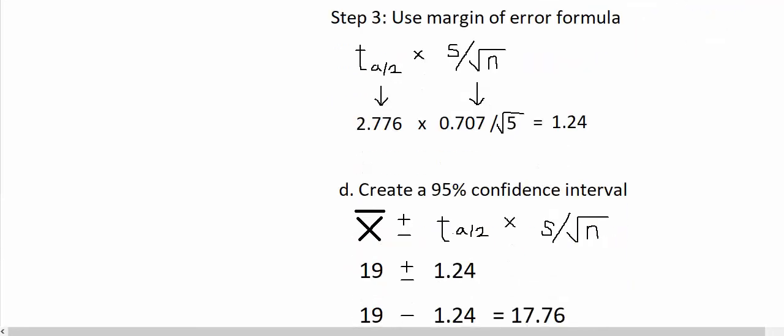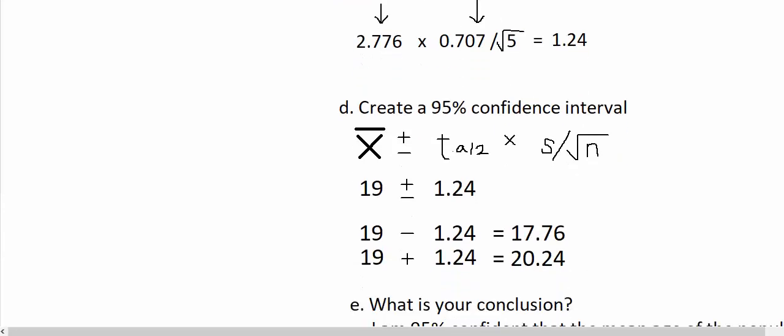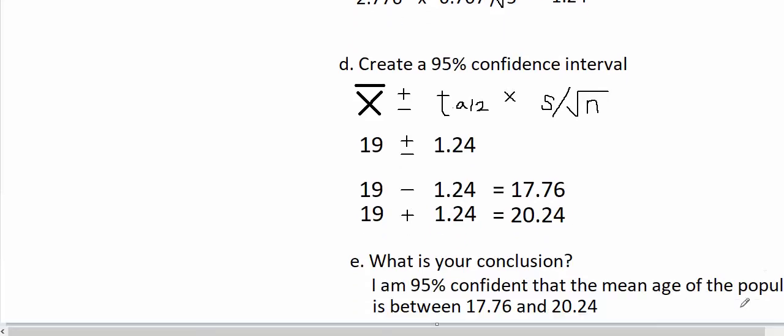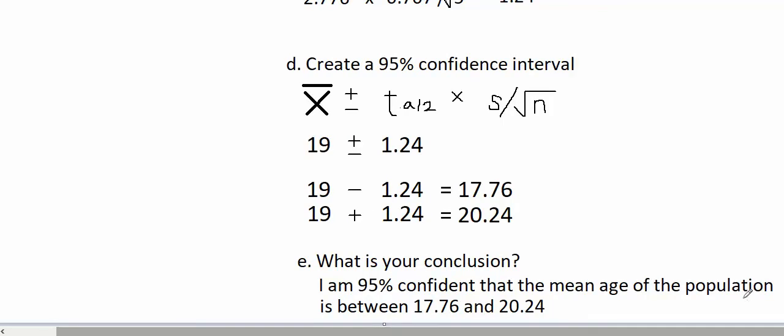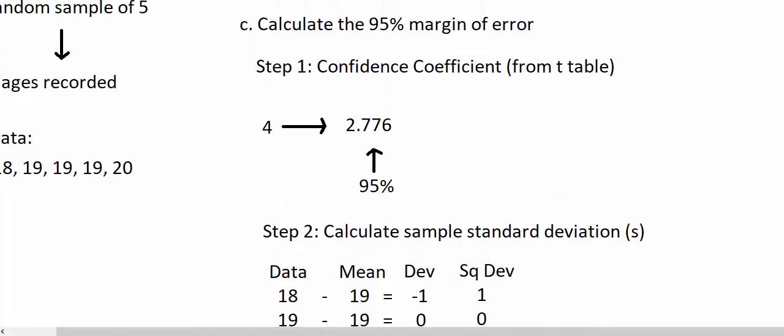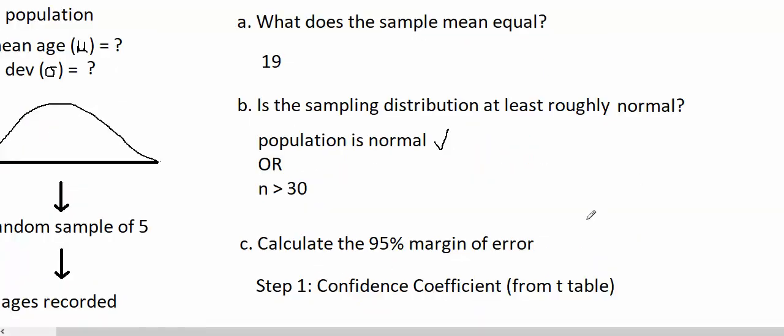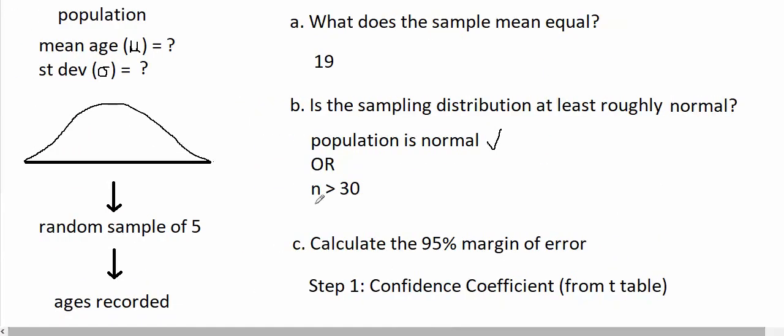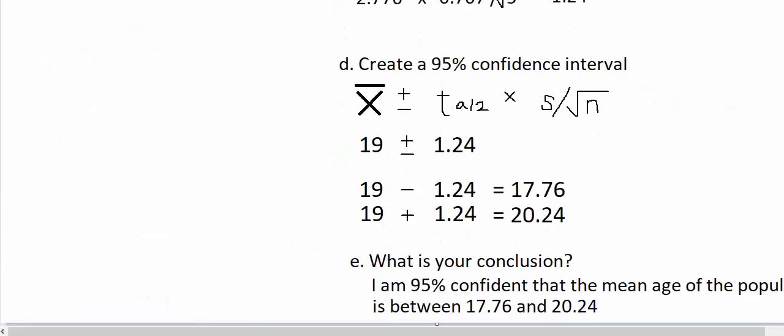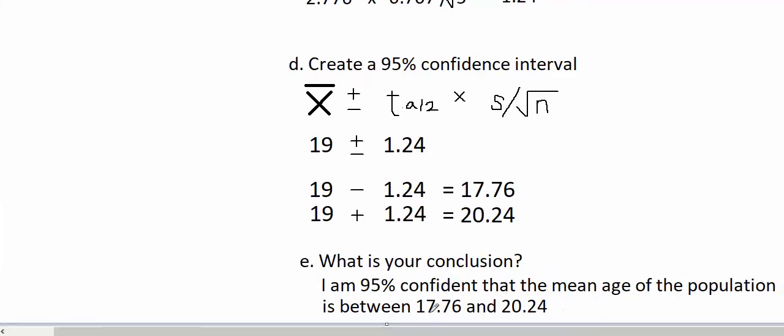Now we're ready to calculate a 95% confidence interval. We take our sample mean from part A, and we add and subtract our 95% margin of error. When we subtract, we get this number. When we add, we get this number. And now we're ready to make a conclusion. We're 95% confident that the mean age of the population is between these two numbers. In this situation, the unknown number that we care about is the mean age of the population. That's what we're trying to estimate. And now we're 95% confident that that number is between these two numbers.